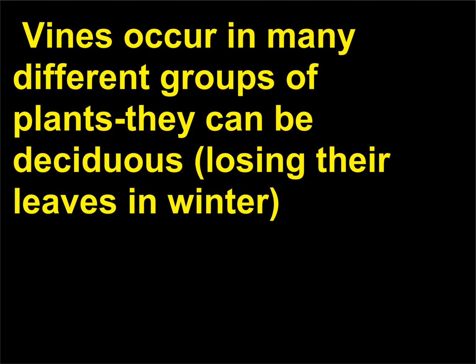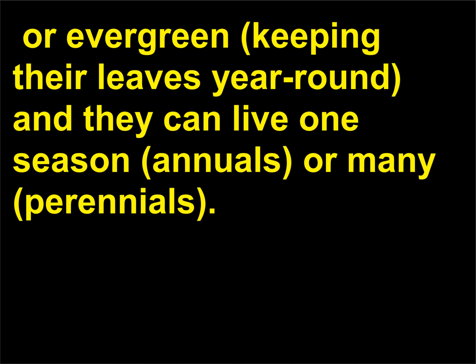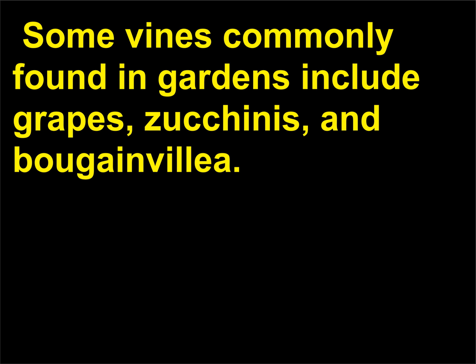They can be deciduous, losing their leaves in winter, or evergreen, keeping their leaves year-round, and they can live one season, annuals, or many, perennials. Some vines commonly found in gardens include grapes, zucchinis, and bougainvillea.